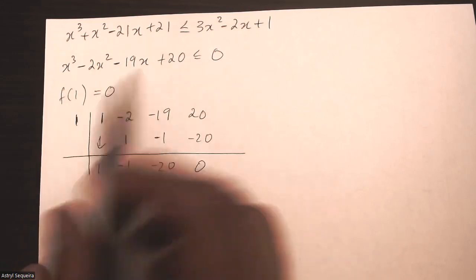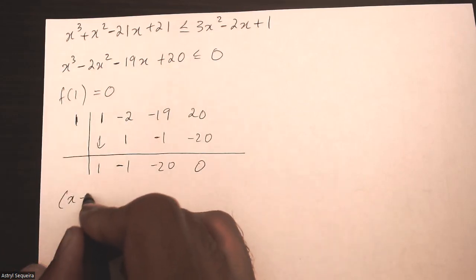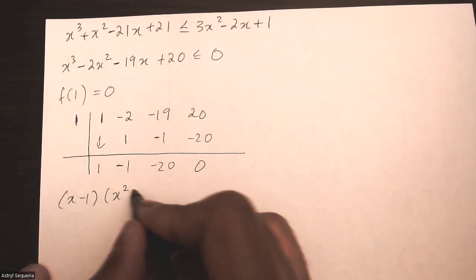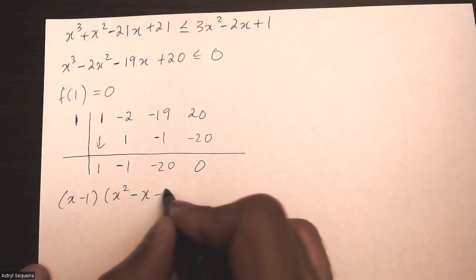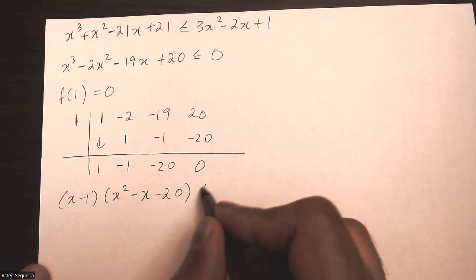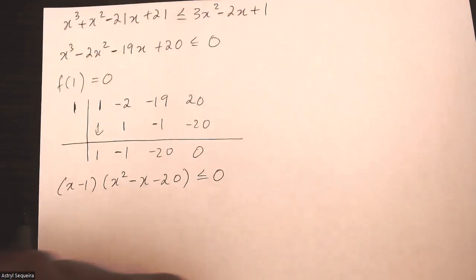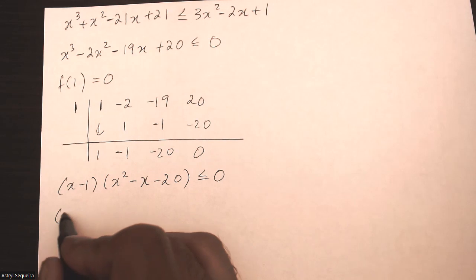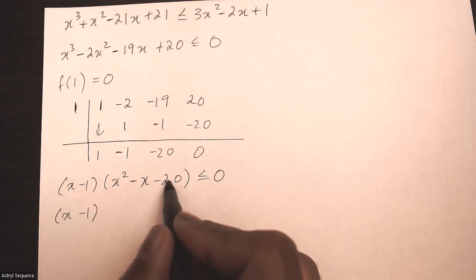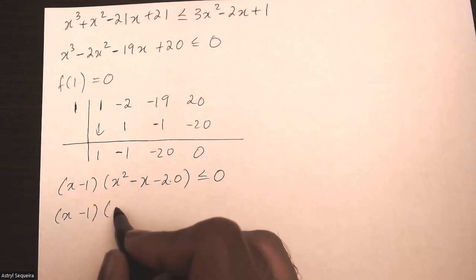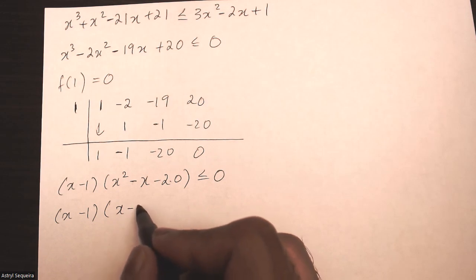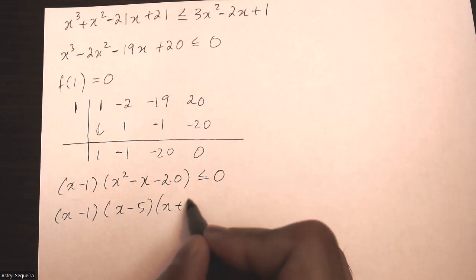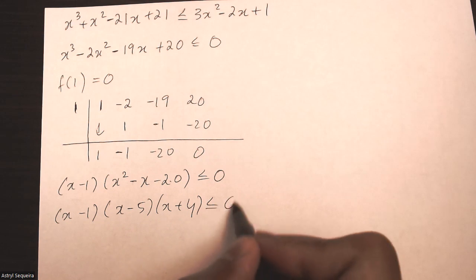So if I write this in factored form, it's going to be x minus 1 times x squared minus x minus 20 is less than or equal to 0. If you do long division, you should get the exact same thing, and then I can factor this. So what multiplies to -20 and adds to -1 is just -5 and +4 is less than or equal to 0.